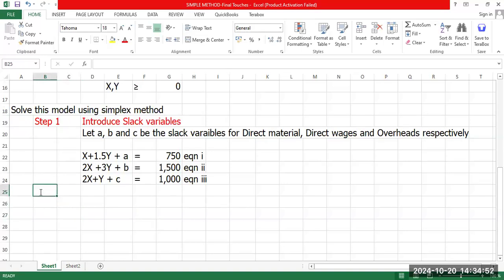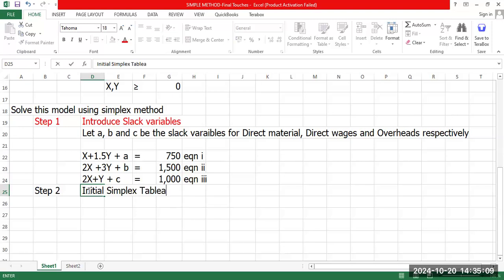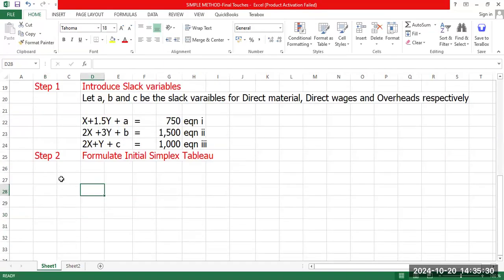Step 2, we formulate the initial simplex tableau. I hope you remember how we actually form it. Step 2, you can say formulate the initial simplex tableau. That is step 2. Okay. So how do you formulate the initial simplex tableau?